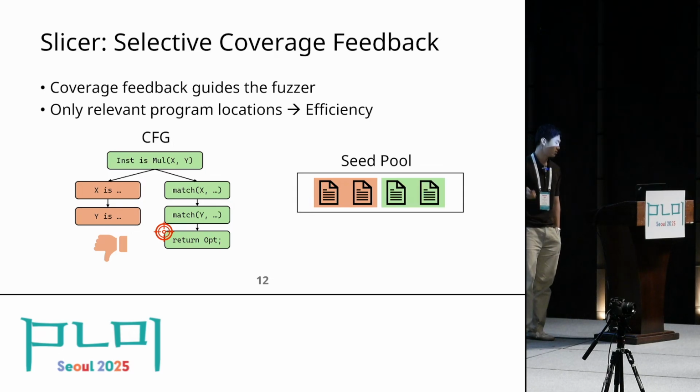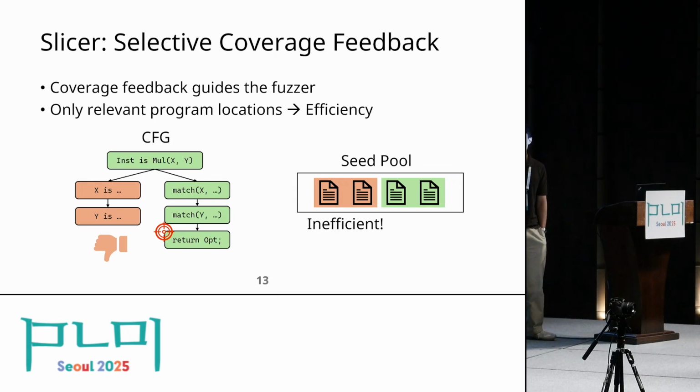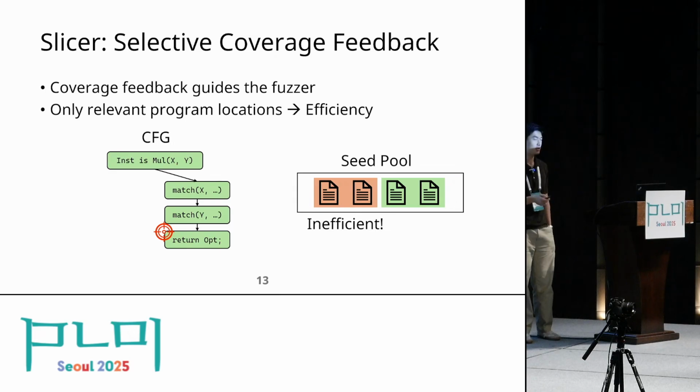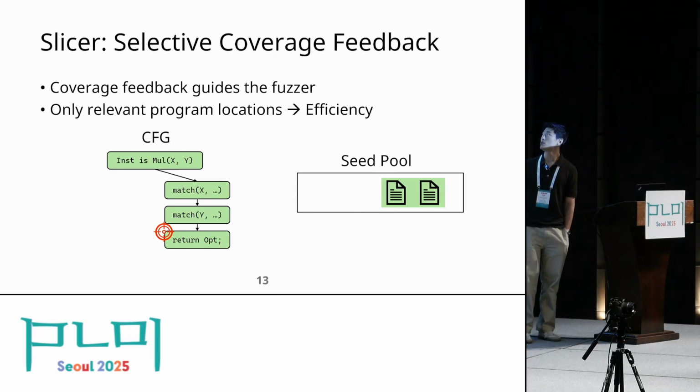And there are going to be green programs that cover the green part in the CFG, and the covered blocks can reach the target optimization, so we want to only keep the green part. So what we want to do here is to slice out the red part in the CFG to only keep the green input programs in our seed pool. It increases the efficiency.